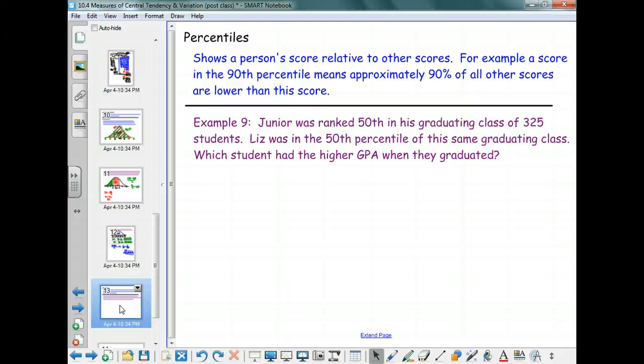Does that make sense? So it is not a comparison. It doesn't tell you really how well you did on the test. It tells you how well you did on the test compared to everybody else. That's a very different comparison. You guys get that, right?